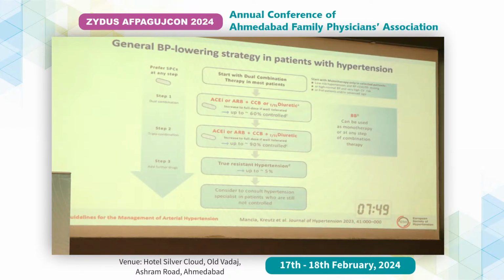If a patient comes to us and gets diagnosed, then we must start with dual combination therapy. Then with dual therapy, we must use ARBs or CCBs or diuretics, either of the two, and a beta blocker can be used if a patient is of younger age or if the patient is having any coronary events.